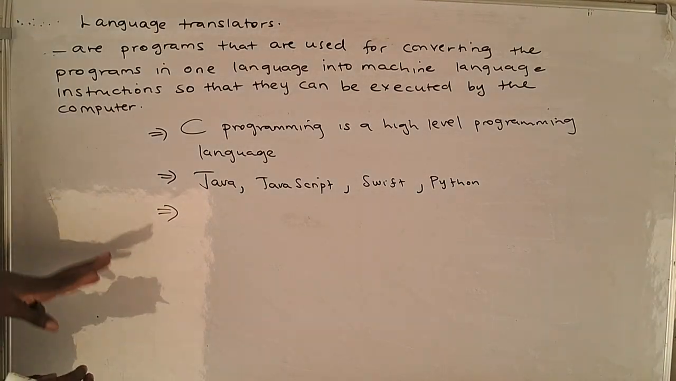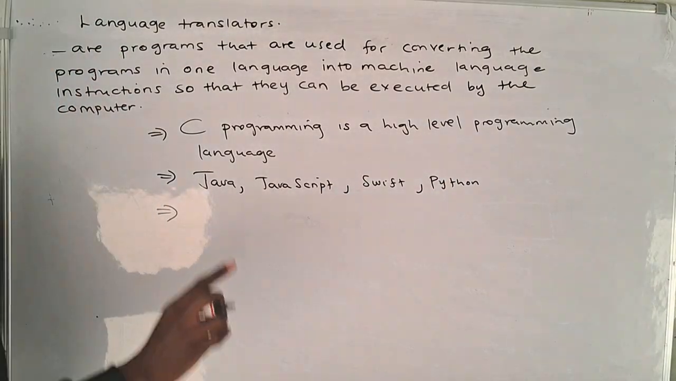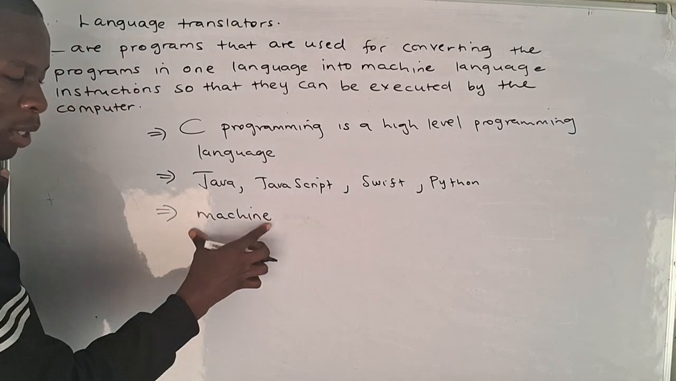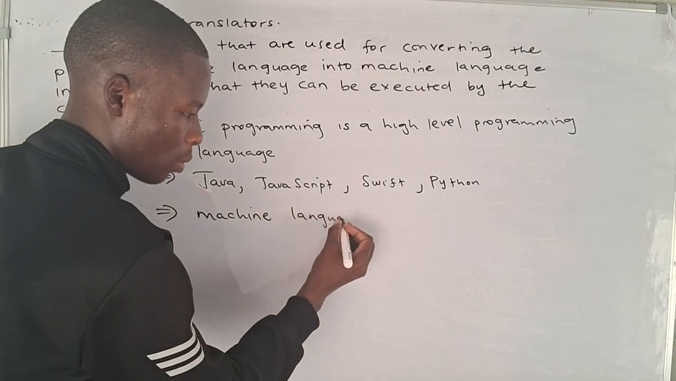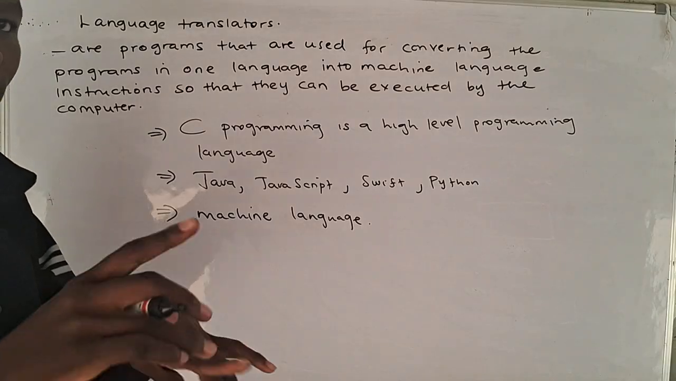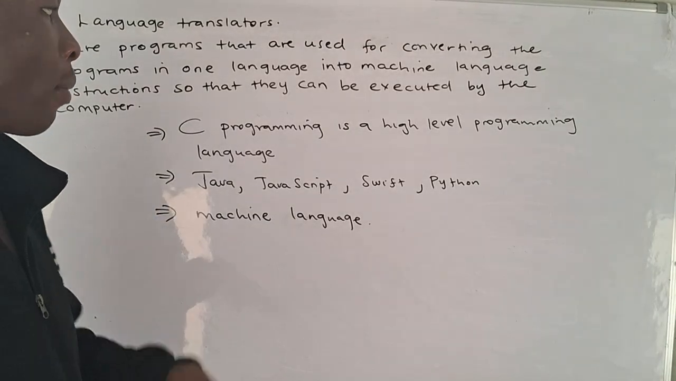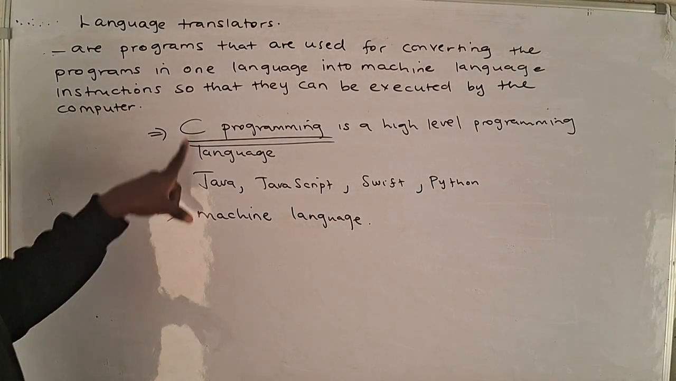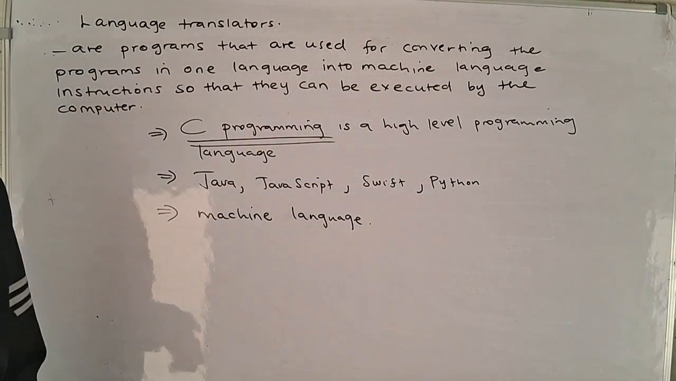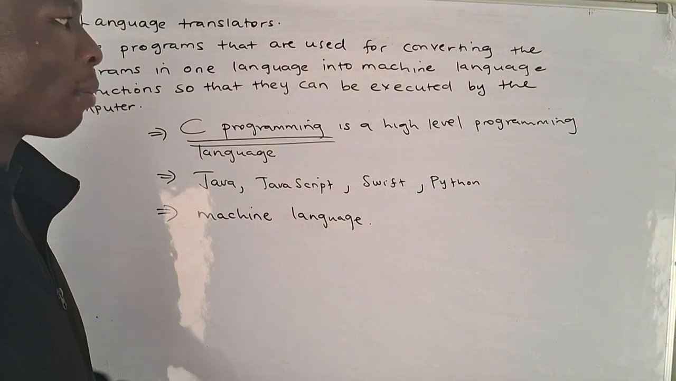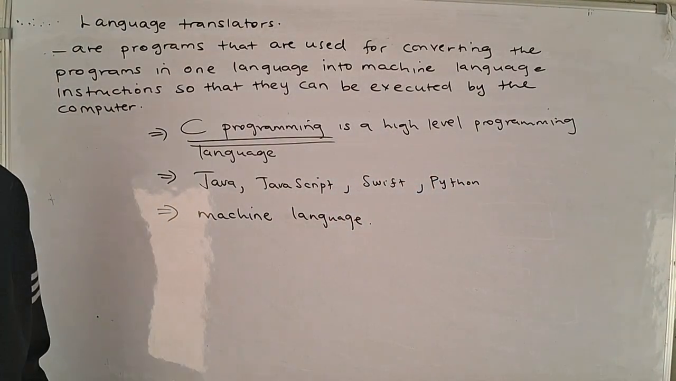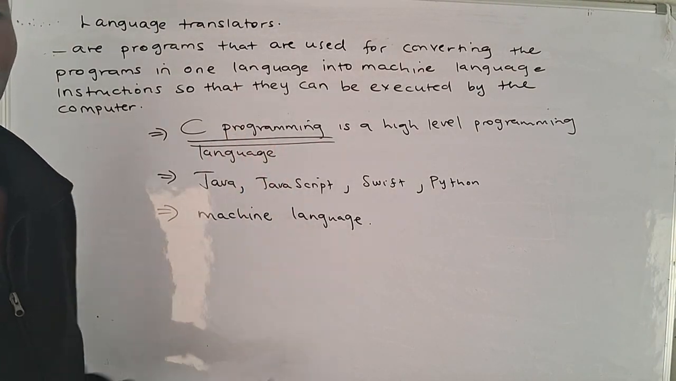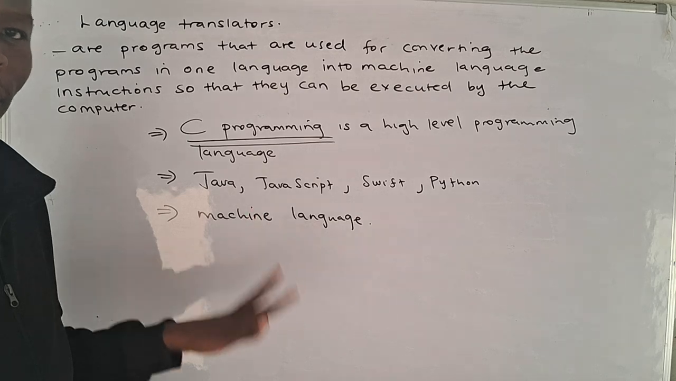A machine is not capable of understanding high-level programming languages. It only understands what we call machine language. Whenever you are writing a program, you are going to write it using the C programming language. But this C programming language is a high-level programming language. The computer does not understand it. It only understands machine language.